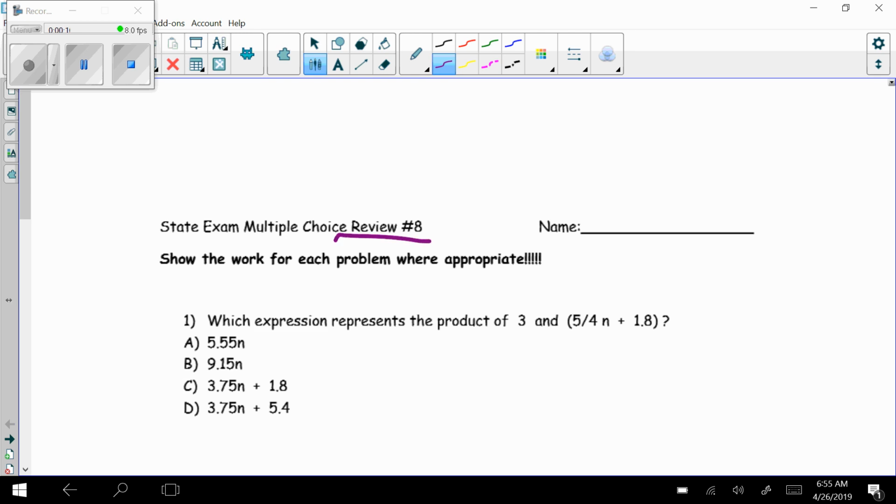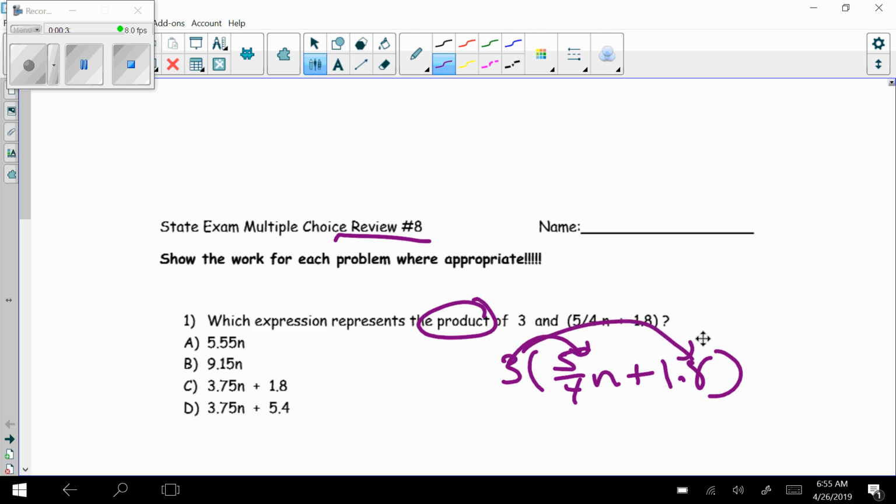All right, starting with number 1. Remember, I'm not going to give you the answers. I'm just going to give you enough work, and then you have to figure out the answers from there. The word product means multiply. So basically, you're taking 3 times 5 over 4n plus 1.8. So this is distributive property.